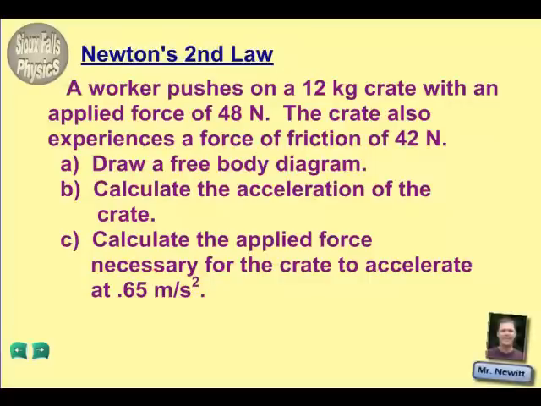Alright, this is a problem for you here on Newton's second law. It says that we have a worker pushing a 12 kilogram crate with an applied force of 48 newtons. The crate also experiences a force of friction of 42 newtons. So the first thing we're going to do here, and this is a good idea on any of these types of problems, is to first start by drawing a free body diagram.